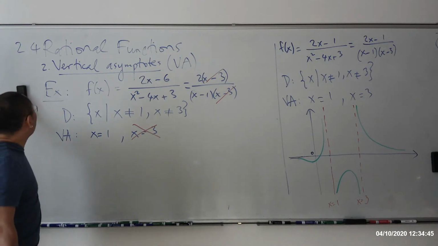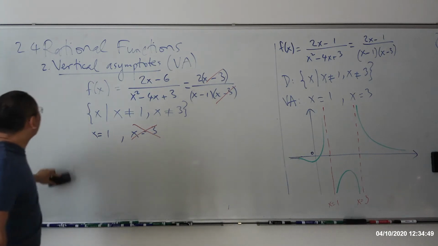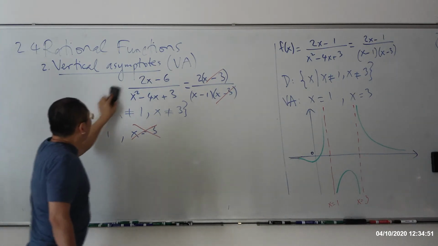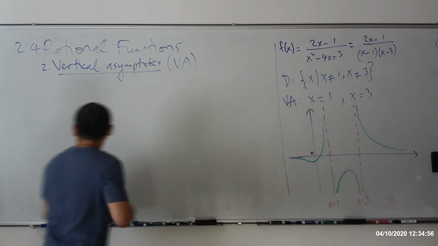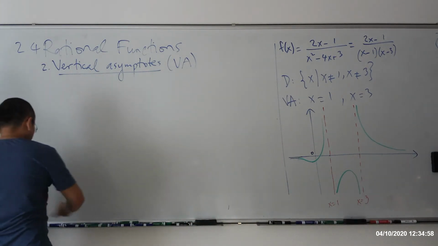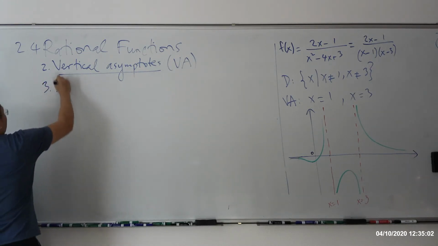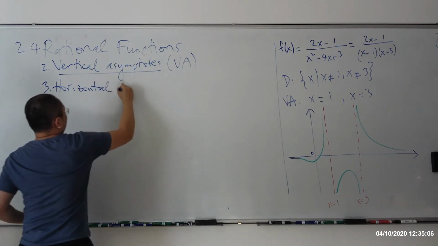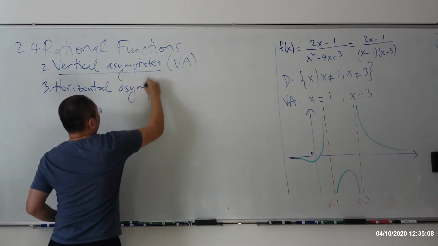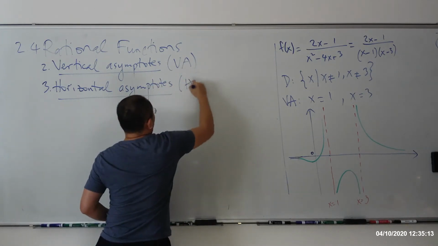Okay? That was vertical. Next, let me move on to horizontal asymptote. Number 3, horizontal asymptote. Abbreviated by HA.